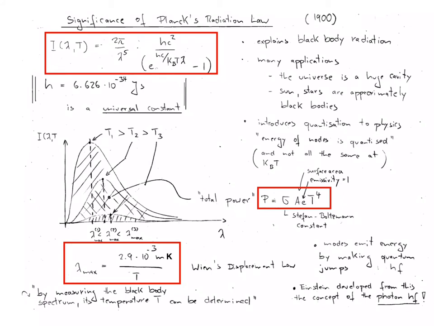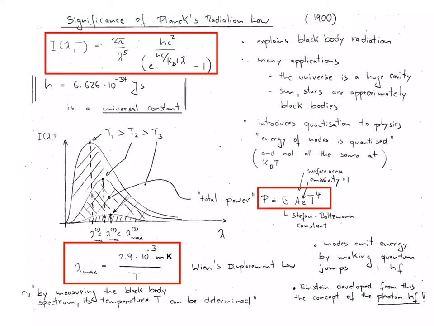The significance of Planck's radiation law from 1900 cannot be underestimated. Not only does it explain the black body radiation, it has many applications. It shows us that the universe as a whole is a huge black body cavity. It explains the radiation emission from the Sun and stars and confirms that they are approximately black bodies.